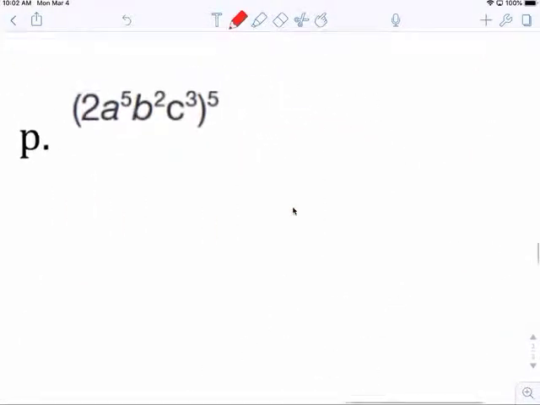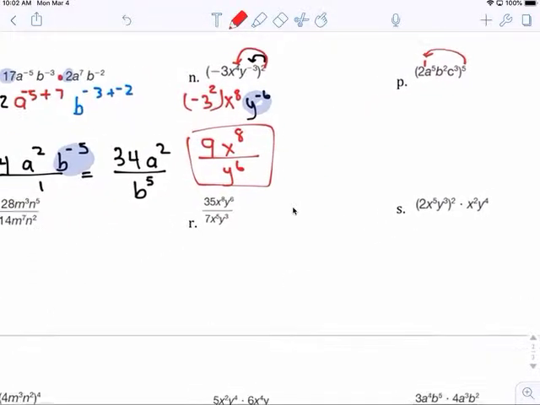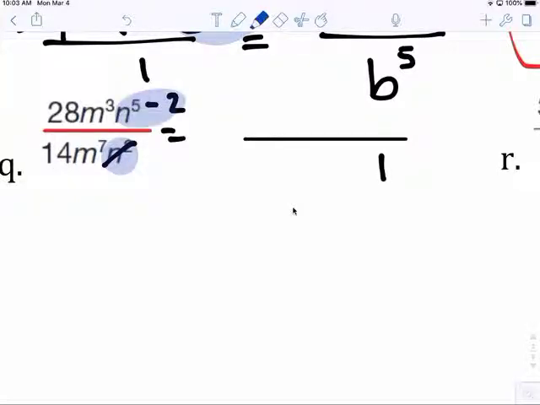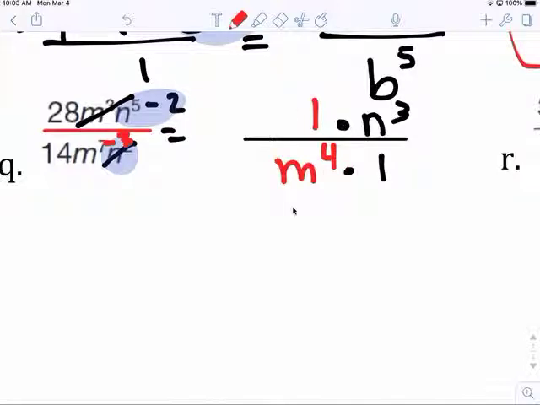You guys know how to do this. Make sure that's a 1. Make sure you distribute to that as a 5, so 2 to the 5th. Now when you're dividing, you have to subtract the exponents. Let's do the exponent first. Let's do the n's. That's a minus 2. That's a 1 because you cross that out. That's n to the third times, cross this out because it's the smaller of the two. That's a 1 minus 3, so m to the fourth.